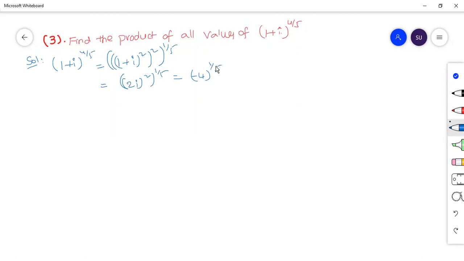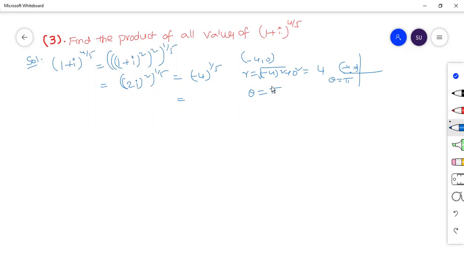So we need to find the product of all the values of this. How many values will we get here? 5. So that means we need to write the fifth roots of minus 4 using the formula. The point is minus 4 comma 0, so r is root over (minus 4) whole square plus 0 square, which is equal to 4, and theta, clearly it is on the negative x-axis, minus 4 comma 0, which means theta is equal to pi.